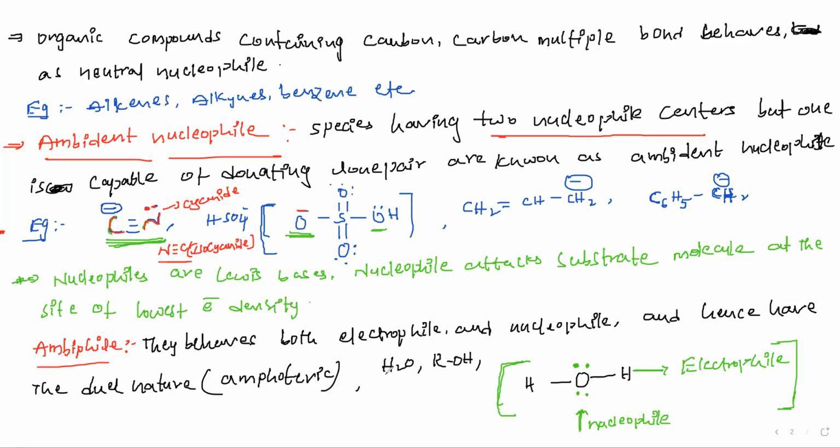Amphiphile is nothing but, in one compound, one part will behave as an electrophile and the other will behave as a nucleophile. In H2O, the oxygen is behaving as a nucleophile because it is donating its electrons. Here the H, by losing this, will get the H plus ion, so it will behave as an electrophile. That is called amphiphile.